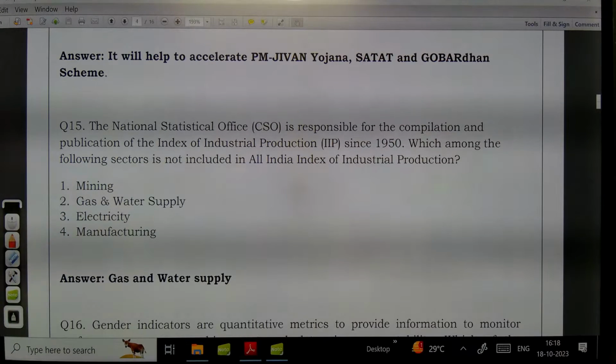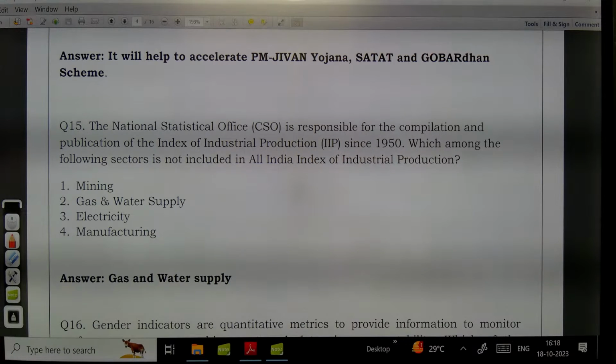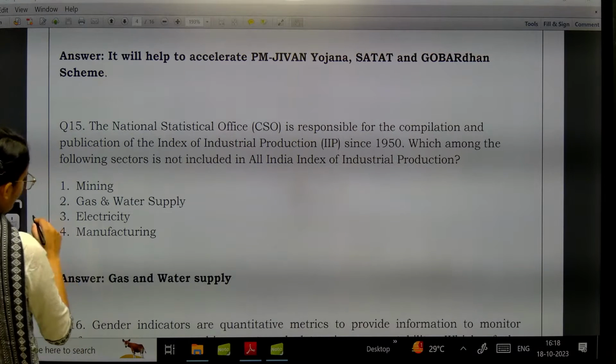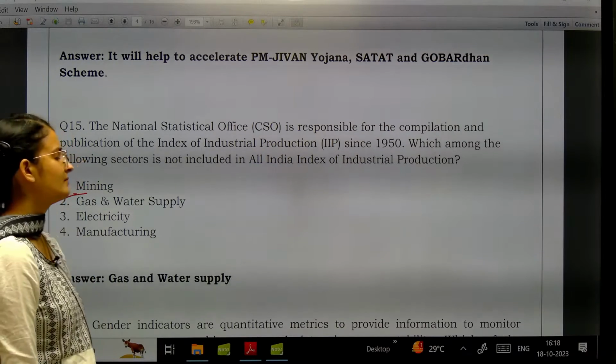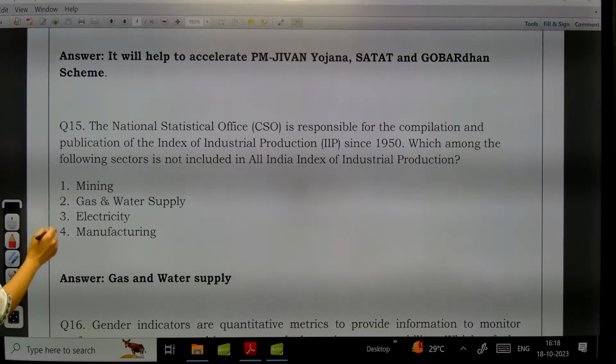Question number 15. The NSO is responsible for the compilation and publication of Index of Industrial Production since 1950. Which among the following is not included? It is very simple. Gas and water supply is not included, right? Yes. This was a simple question.